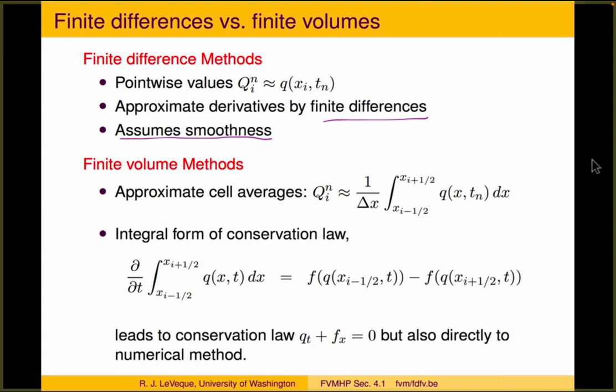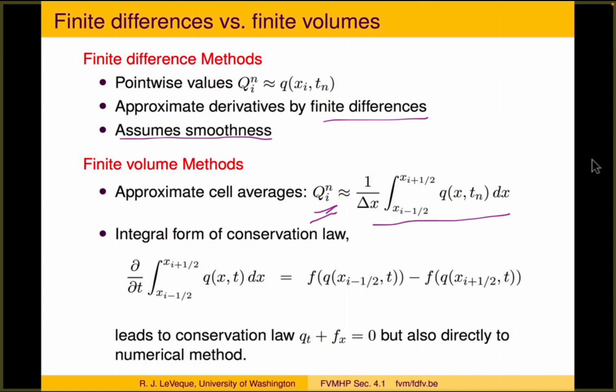And so a more natural way to define things for hyperbolic problems often is to use finite volume methods, where we look at Q_i^n not as being an approximation to a pointwise value, but rather an average of the value over a grid cell. So in one space dimension, our grid cell would just be an interval, say from x_{i-1/2} to x_{i+1/2} of length delta x, and the cell average would be this integral.